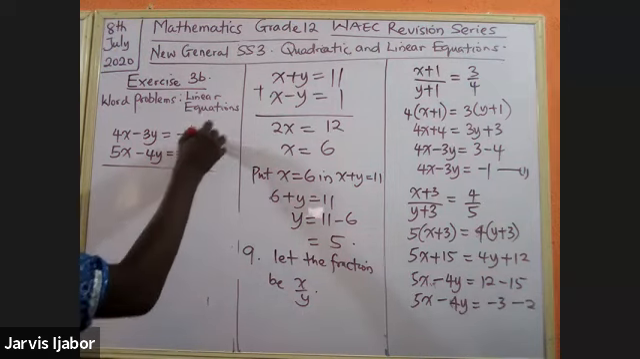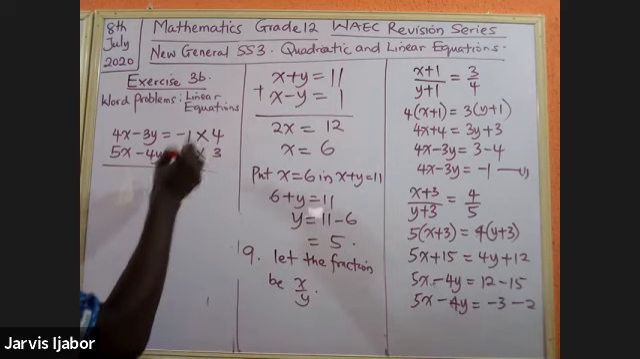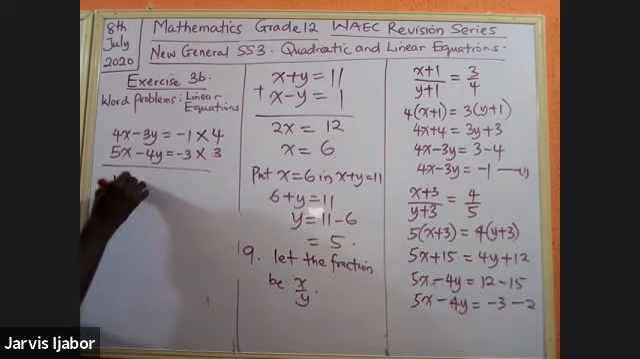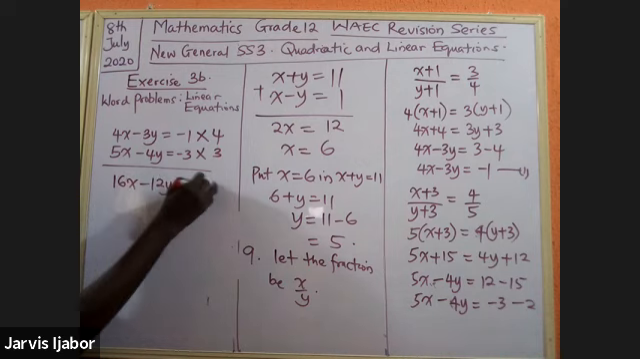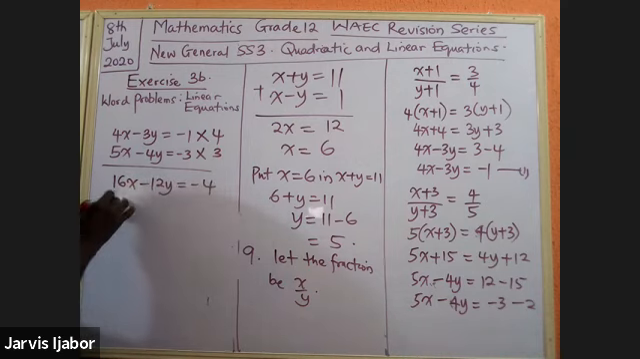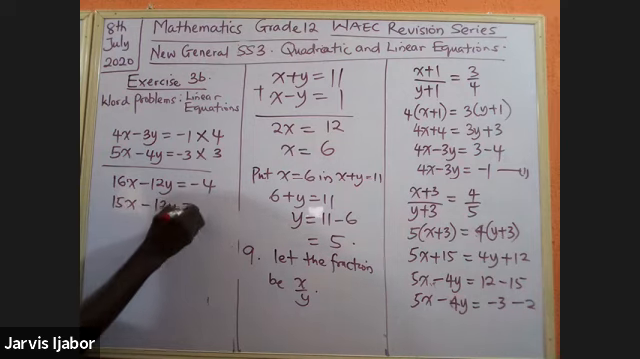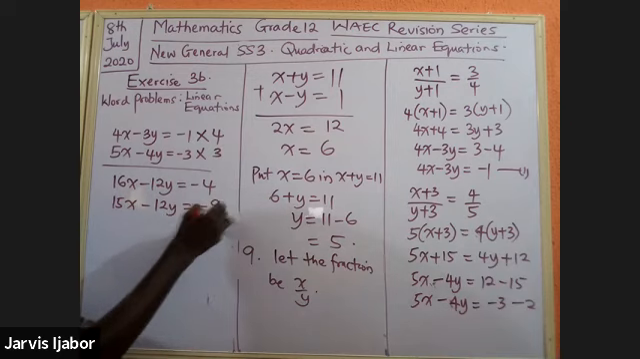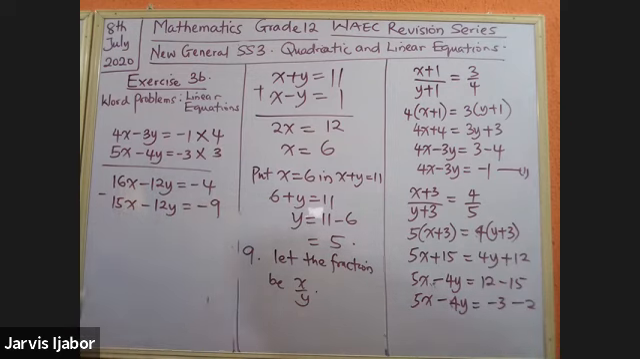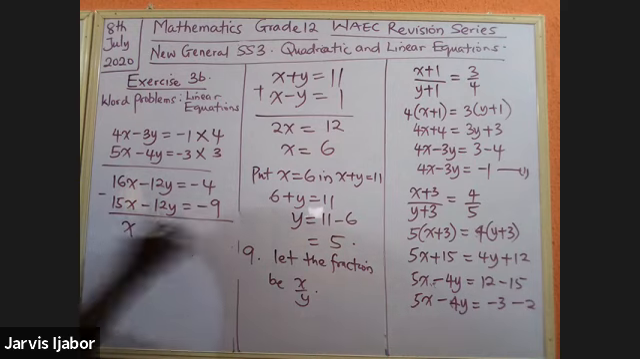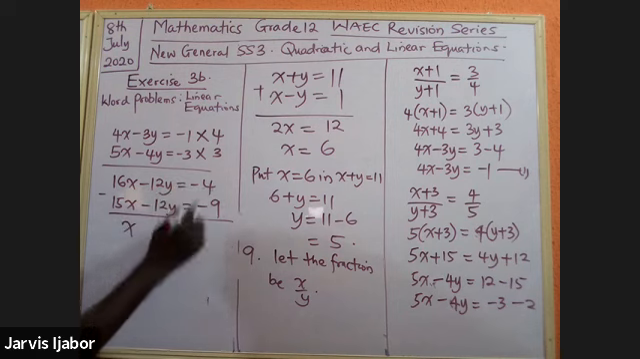So I'll multiply here by 4. Multiply by 3. Remember that the objective is to be able to eliminate one item. So I'm going to have 16x minus 12y equal to minus 4. I'm going to have 15x minus 12y equal to minus 9. So I'm going to subtract. By subtraction, these two will be eliminated. And I'm going to have x being equal to what? Minus 4 minus 9, and that will be 5.